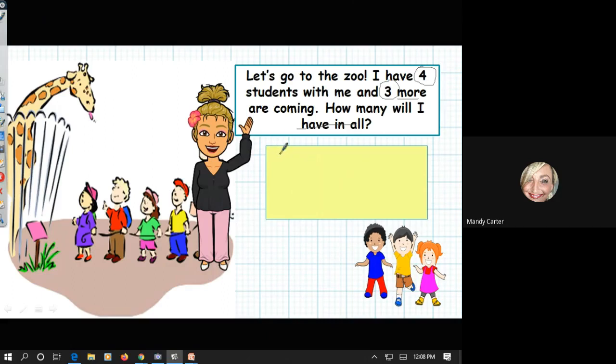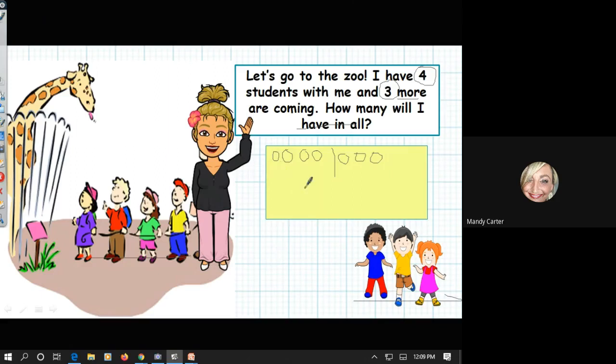So let's start by drawing our circles. We do circle drawings to help us figure out our math problems. So we have 1, 2, 3, 4 to begin with. And then I have 3 more. 1, 2, 3. 3 more that are coming to join. And I get those numbers from here and here in the picture.